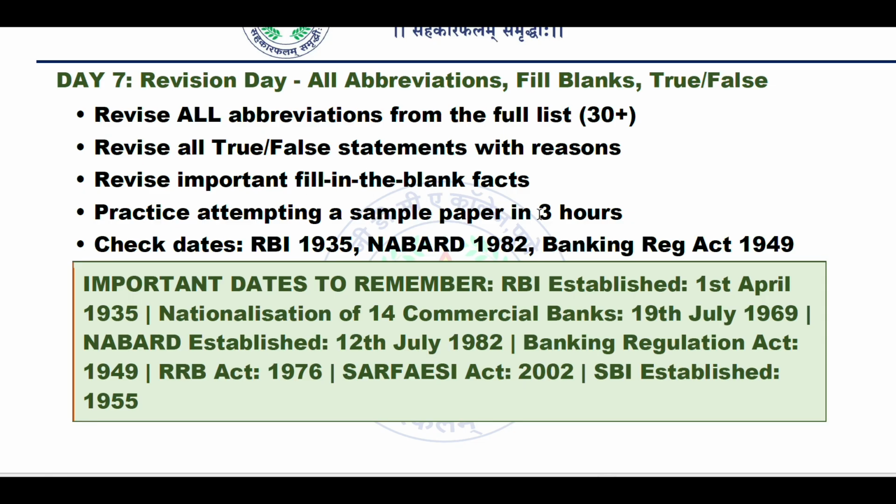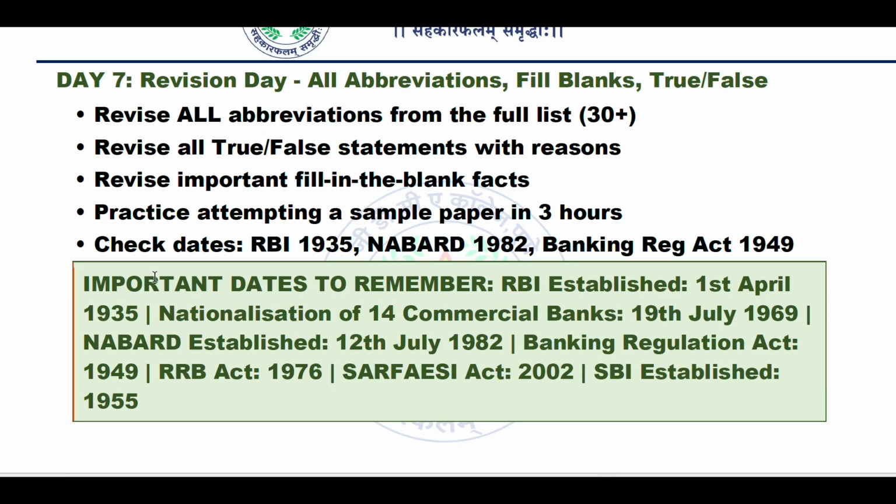Practice attempting the paper in three hours. Again, I'm telling you, previous year question papers are already there. You call us, we'll give it to you. So you should practice that and solve it in 3 hours. Check dates for RBI 1935, NABARD 1982, Banking Regulation Act 1949. So these are the important ones.